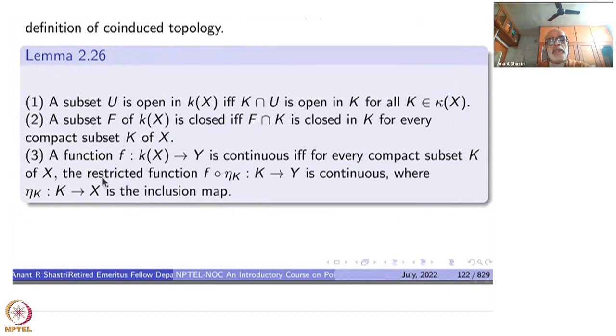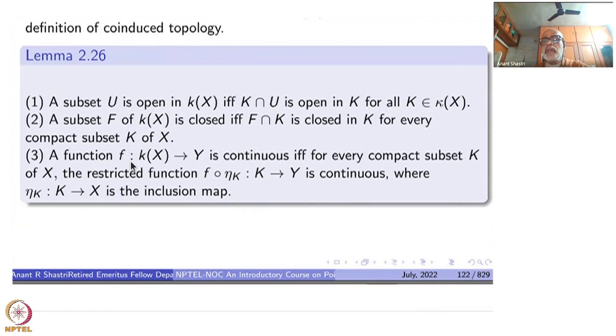So 1, 2, 3. What are these three conditions? A subset U in the co-induced topology KX is open if and only if K intersection U is open in K for all compact subsets K of X. Now, instead of open, you have the same condition with closed. A subset F of KX is closed if and only if F intersection K is closed in K for every compact subset K of X.